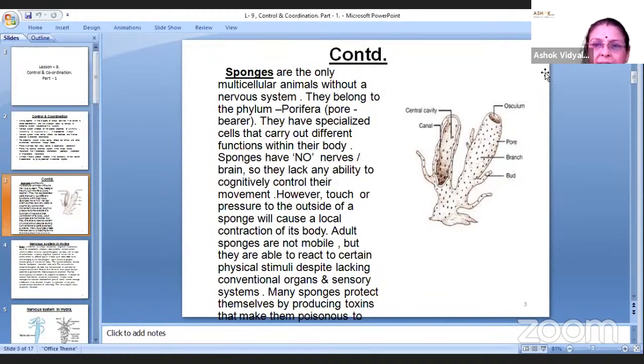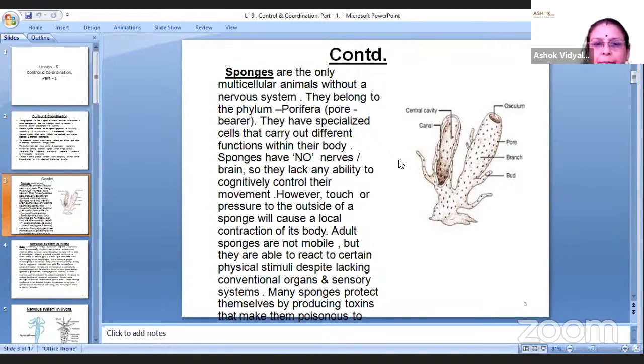You can see here in the diagram, so many pores are present. These are known as the ostia, and this main one is known as the osculum. They have specialized cells that carry out different functions within their body. Sponges have no nerves or brain. In the beginning itself, I told that they do not have a nervous system. They do not have nerves, they do not have brains, nothing. So they lack any ability to cognitively control their movement.